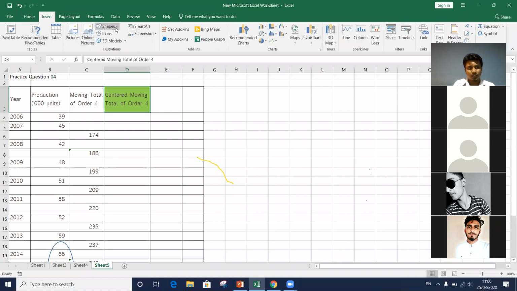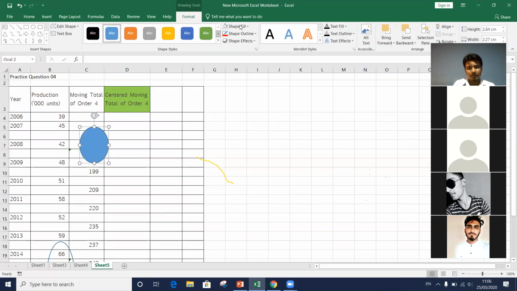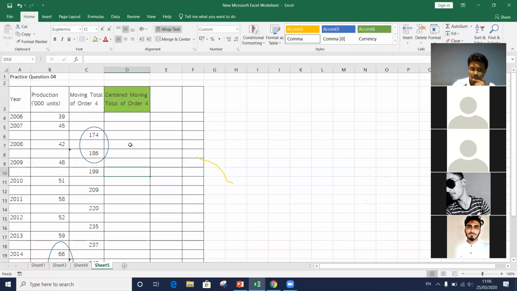Centered moving total. How can we calculate that? Centered moving total of order 4. Right. If I consider this, what is the total of these two observations? මේ observations දෙකේ total එක කීයද? 360. Right. Where I should write this total?